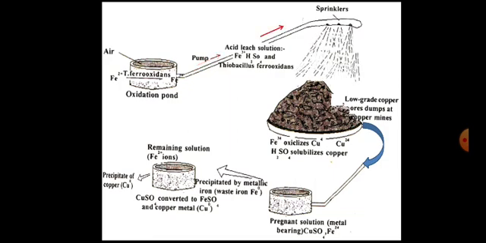This liquid contains Fe2+ ions. So these Fe2+ ions are a good nutritive source for Thiobacillus ferrooxidans. So this solution will then go to the oxidation pond, where again Thiobacillus ferrooxidans regenerate Fe3+ ions, which are required for the formation or the release of copper. This is how the cycle of leaching continues.